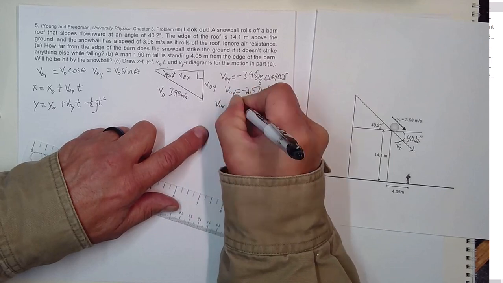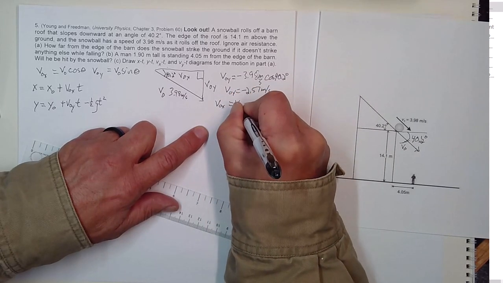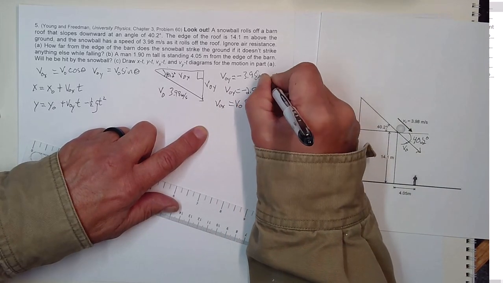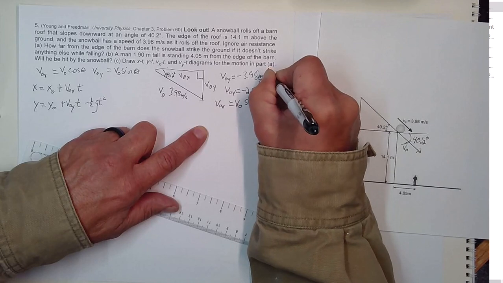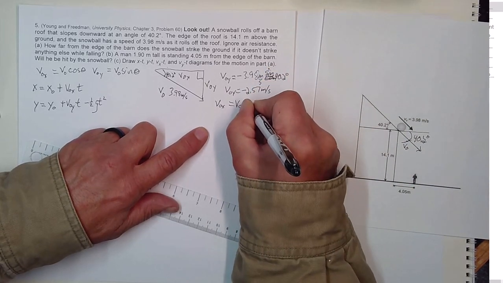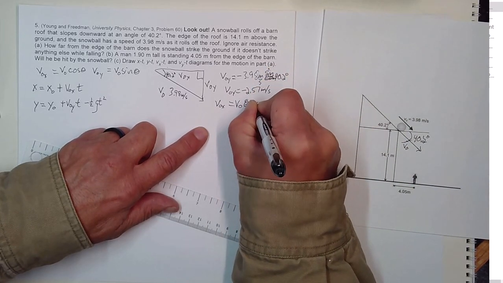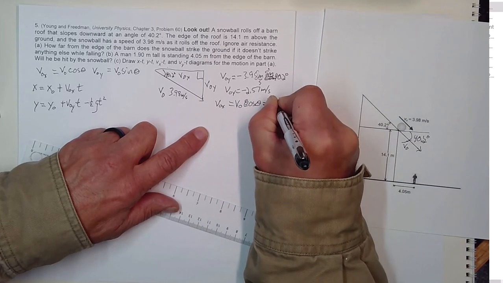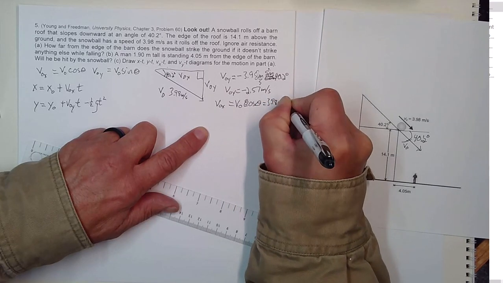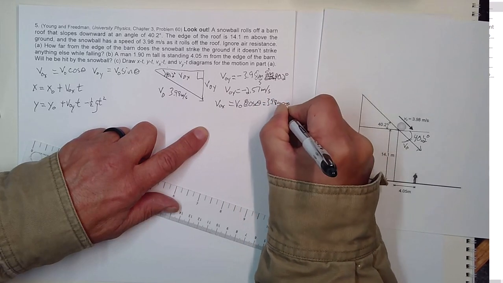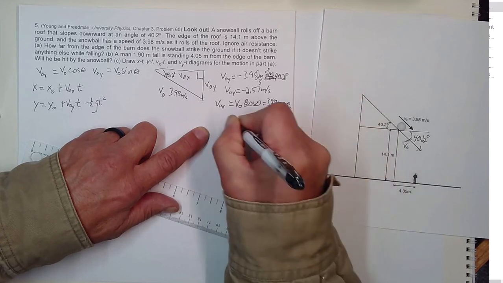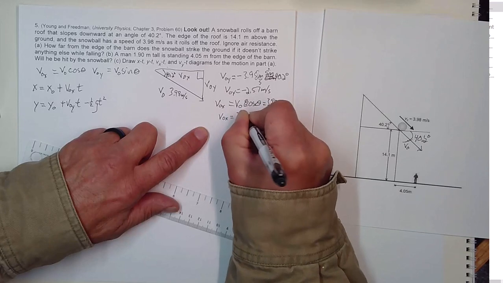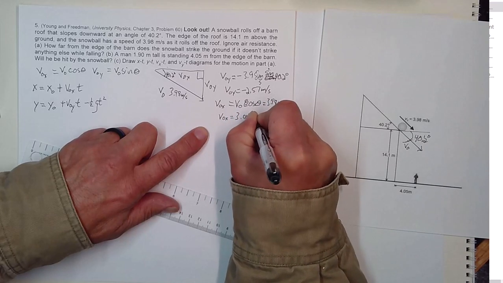V naught x similarly will equal just V naught, whoops, V naught y was the sine. Excuse me, hope I didn't confuse you too much. V naught cos theta, which is 3.98 meters per second cos of 40.2 degrees. And V naught x ends up being 3.04 meters per second.